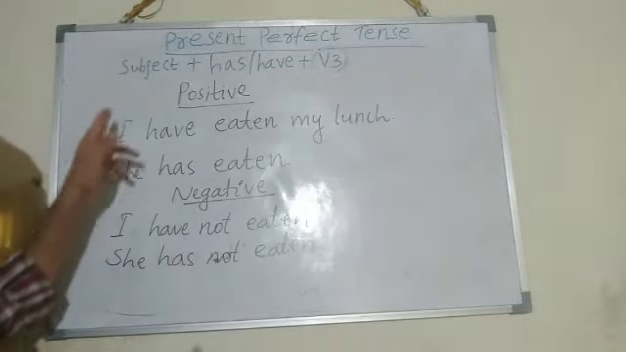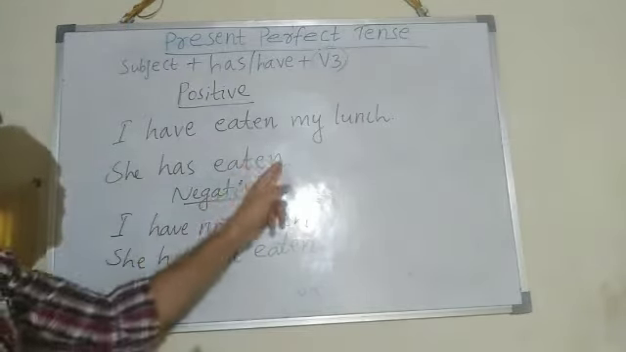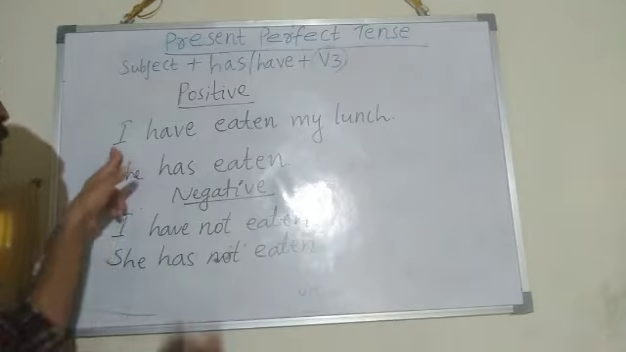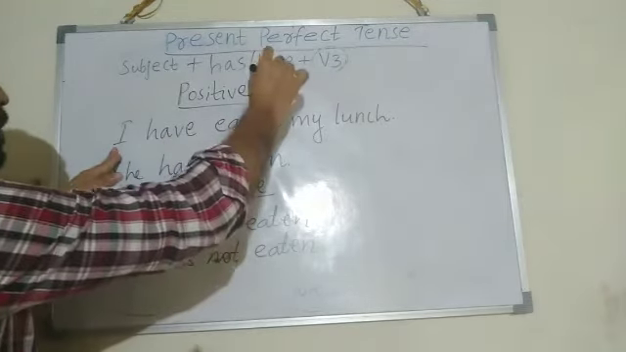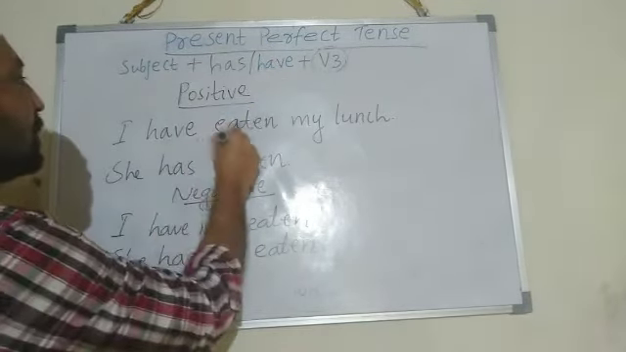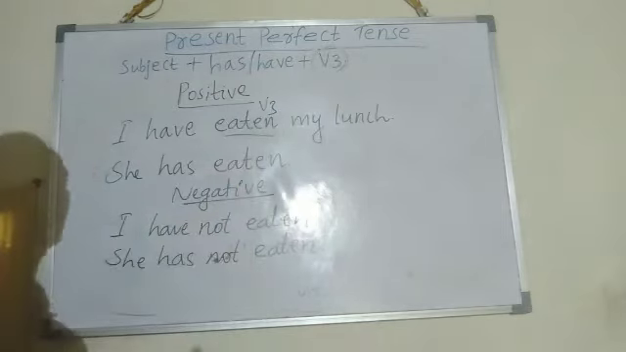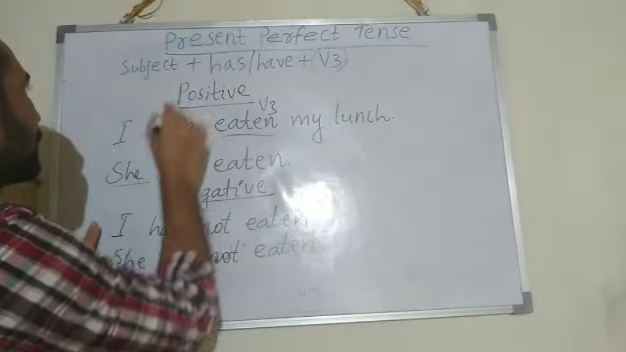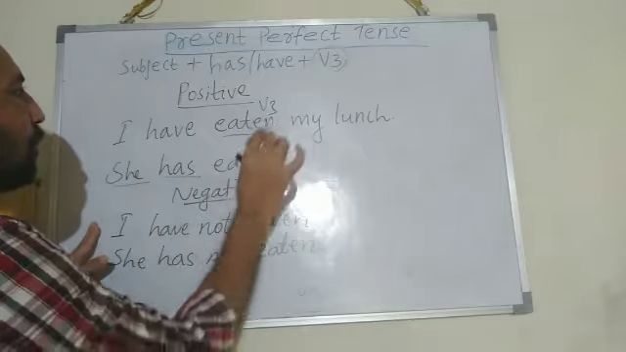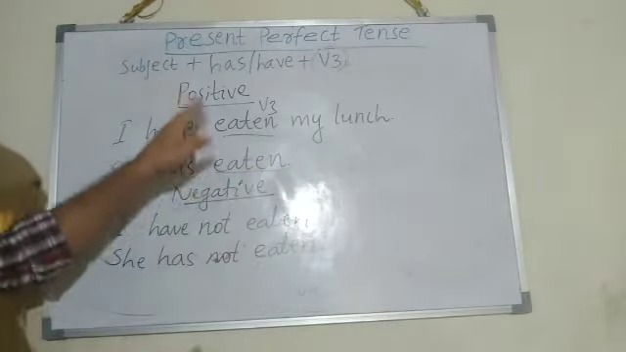Look at the positive sentence of present perfect tense. Example, I have eaten my lunch, she has eaten. Here I falls under the plural category, so we have to select have supporting verb. Have is the plural of has, right? Has eaten, V3 form. Next, she. She is the singular subject, so we have to select has plus V3 form or past participle, eaten. She has eaten.